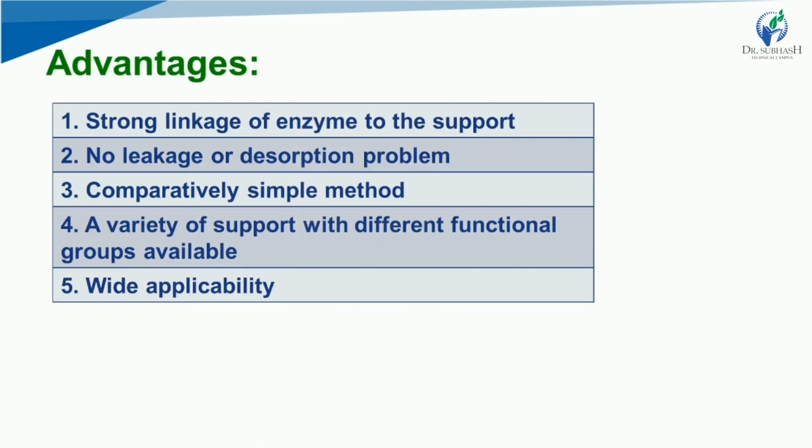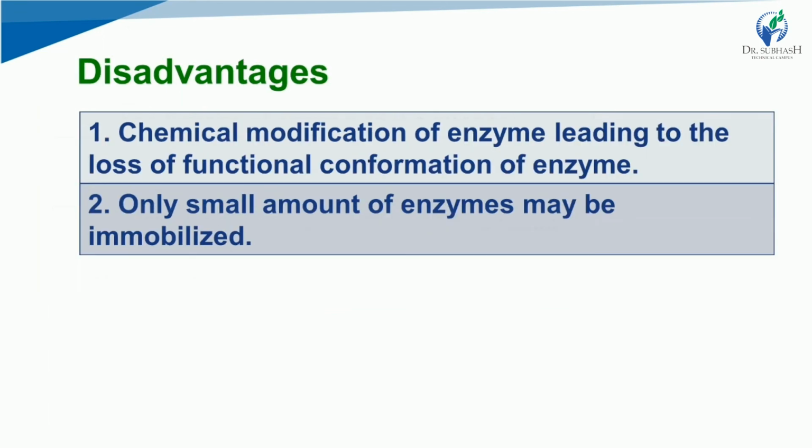So the advantages are strong linkage of enzyme to support, no leakage or disruption, comparatively simple method, variety of supports with different functional groups available, and wide applicability. So these are some of the advantages. You can easily link and understand by covalent bond. But also there are some disadvantages, like chemical modification of enzyme leading to loss of functional conformation of the enzyme. Only a small amount of enzyme may be immobilized. These are the two major disadvantages of the covalent bond method.